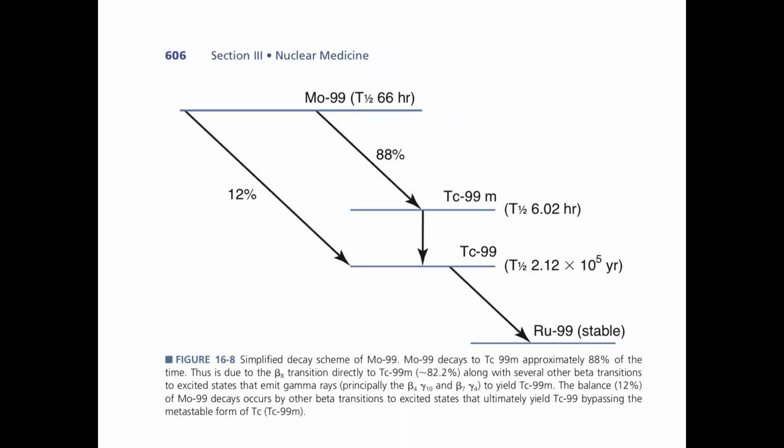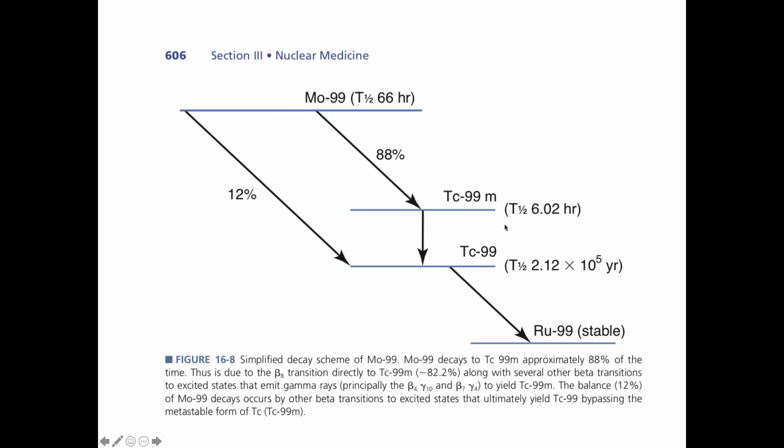And so here's a simplification of that. 88% of it goes to this technetium-99m, which is this excited state. It decays into the ground state with a half-life of 6 hours. So half of it's gone in 6 hours, 75% in 12, et cetera.